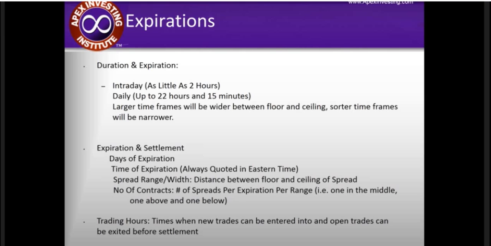The range with distance, this is a floor and ceiling, and they have ones that are 100 pips wide, 250 pips wide. They have 1,000 pip wide spreads. And they'll have 3 to 5 contracts on every spread. That way you'll have one where the market is, one above the market, one below the market. There's a lot of different ways to use them, and I teach you that over on the site.